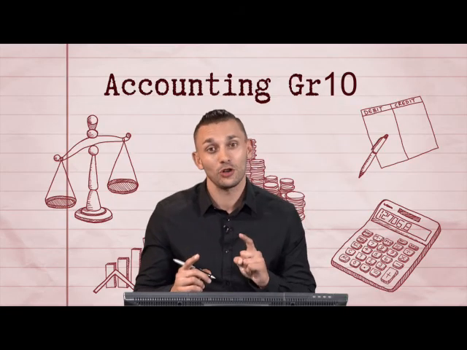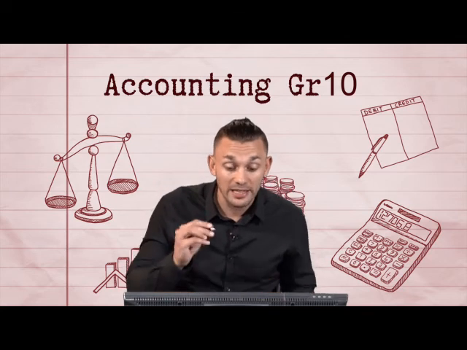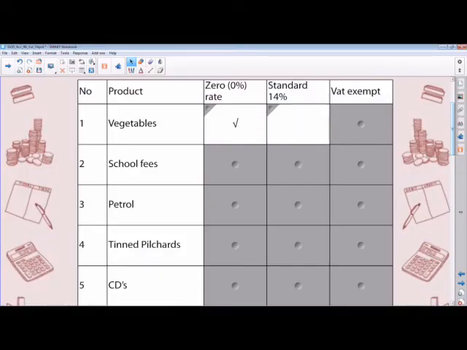Okay guys, I know you got 5 out of 5. Let's go and look at it. Vegetables, remember, 0 rated items. Why 0 rated? Because I need vegetables to live healthily. I need vegetables to keep me in a good state of mind, give me energy. So I need vegetables to survive. You will see the other 2 columns are blank.